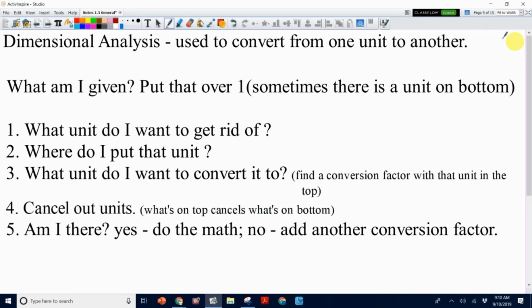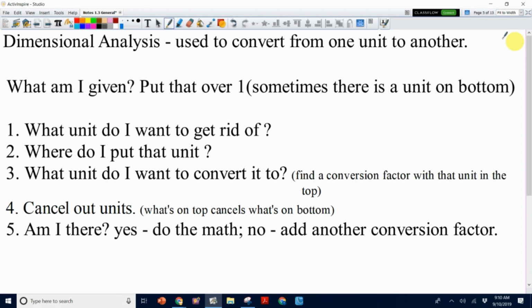But in math, sometimes we just have numbers in proportions without any units. So in science, we have units with all of our numbers. So dimensional analysis is a technique that we can use to convert one unit to another unit. All right, so you have these 5 steps that I want you to memorize. You have to memorize these in order to get really good at dimensional analysis.